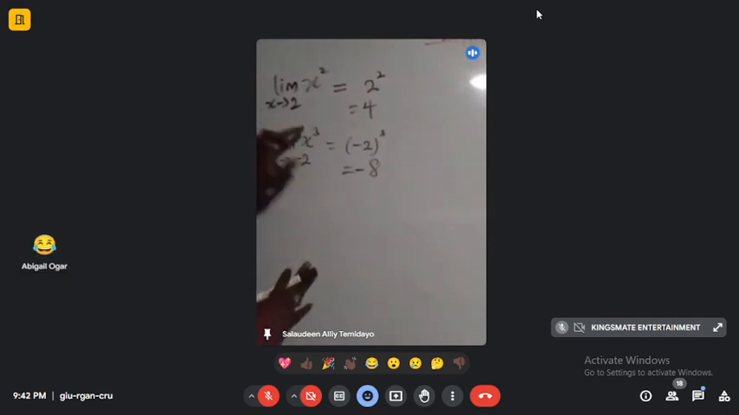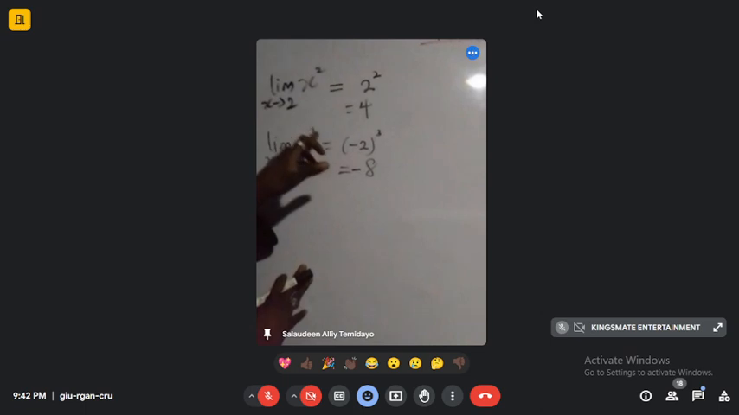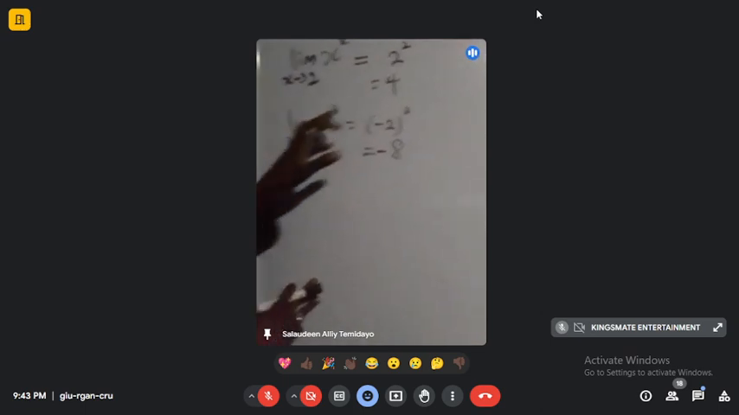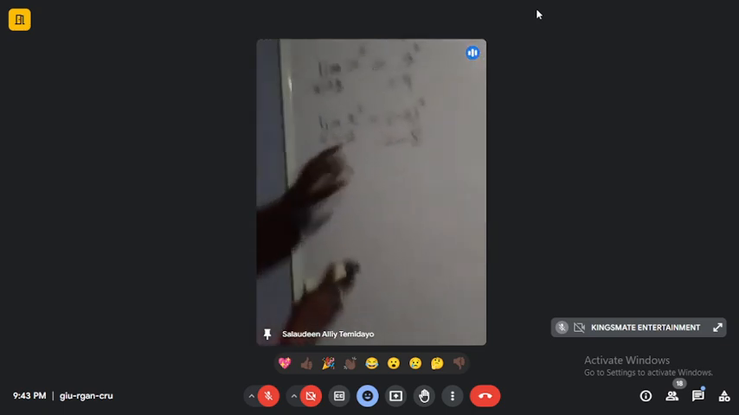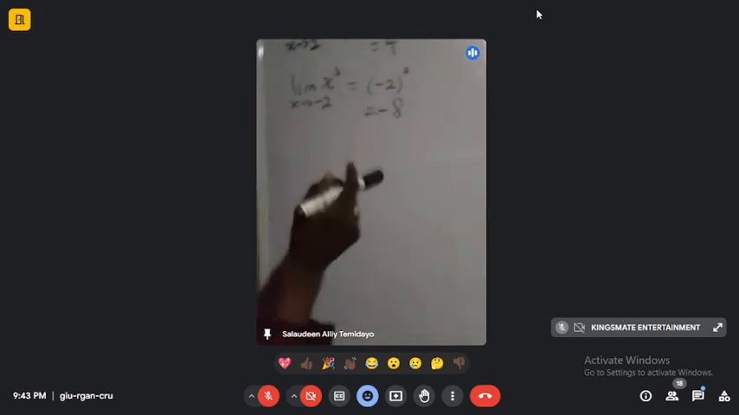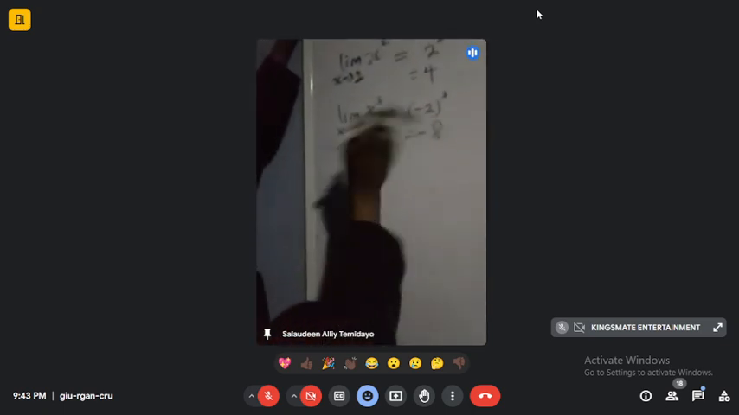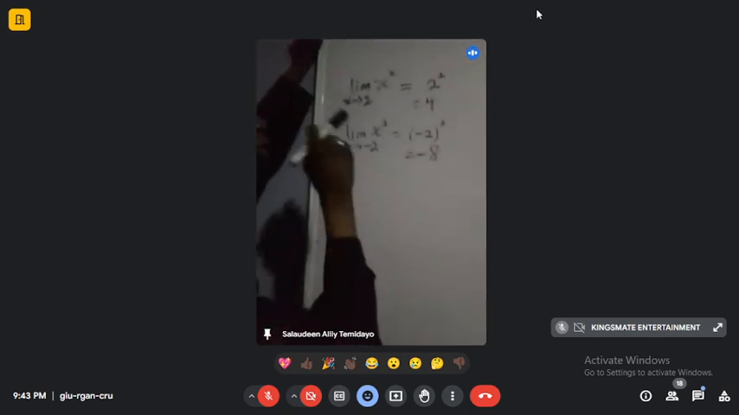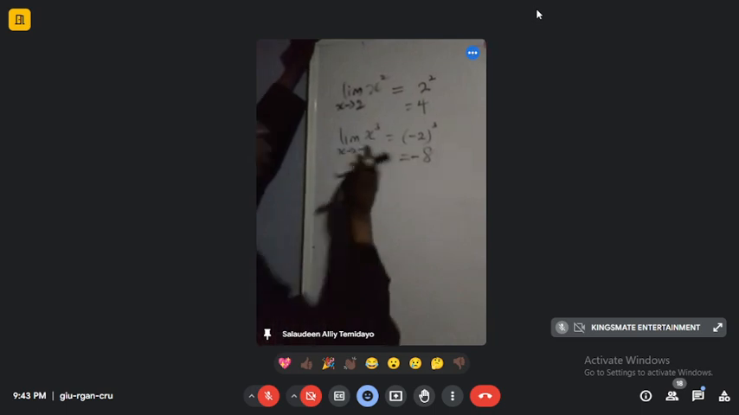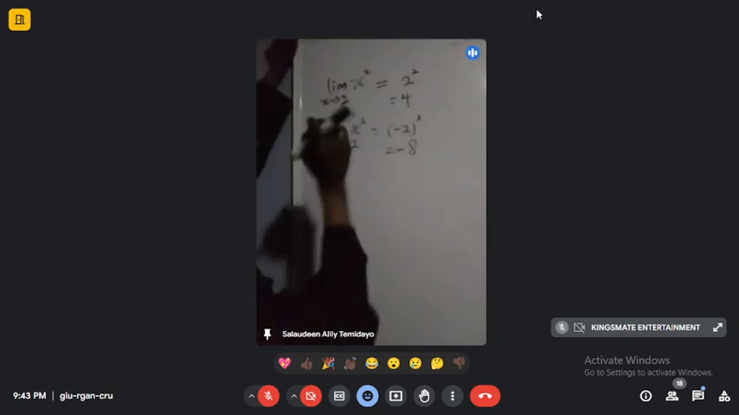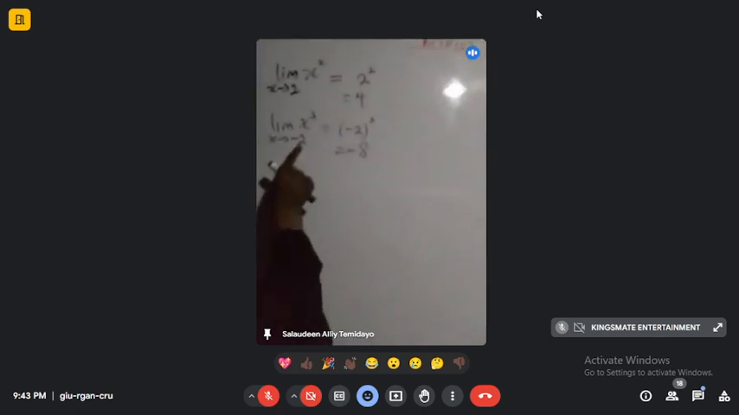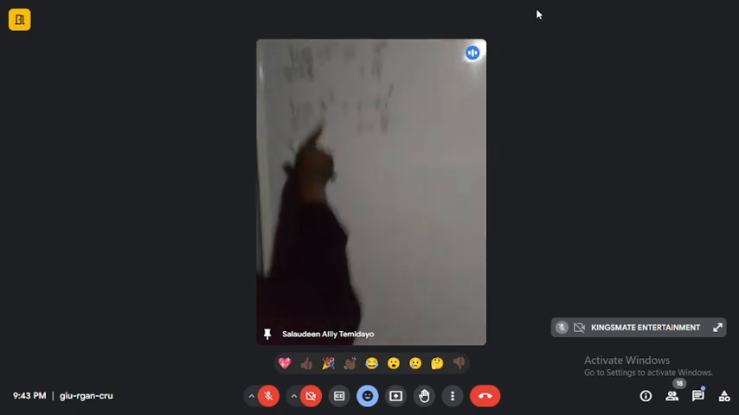So, the limit of x cubed. Find the limit of x cubed as it approaches minus 2. So what you're going to do is just normal. These are the theorems of limit, the laws of limit. It's very simple. Just replace, we call it the replacement theorem. Just replace that x by the limit given. What is the limit?